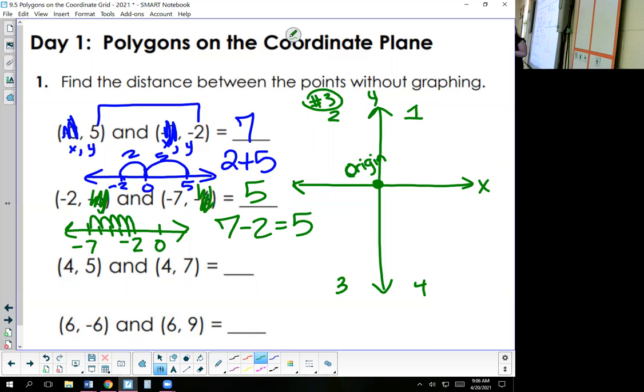So let's do this one here. Which one's the same for the next one? The 4s, right? This one's easy. How many spaces are between 5 and 7? 2. Why am I subtracting? Because they're on the same side of 0. And then the last one. This is a 6. This is a 6. They're both in the front. And one's a negative and one's a positive.